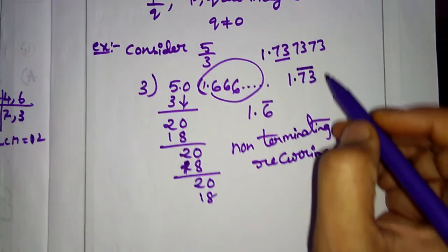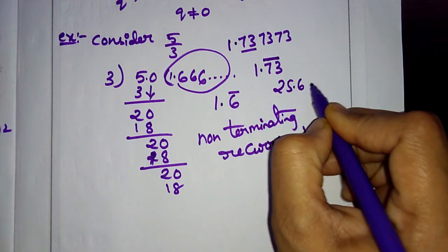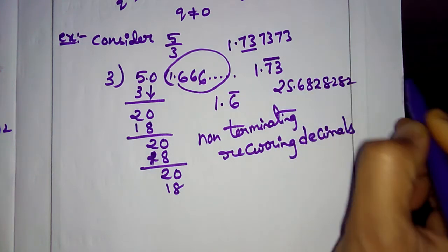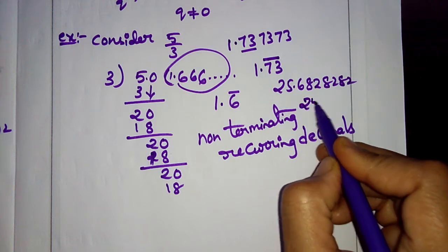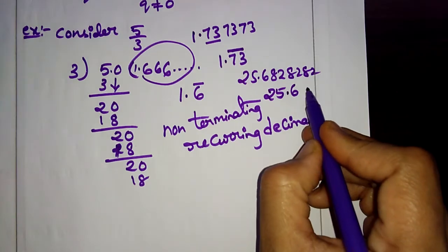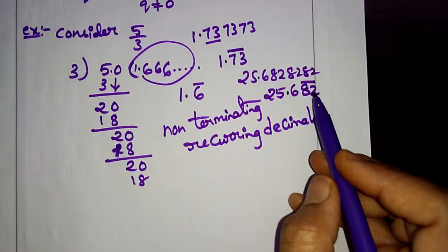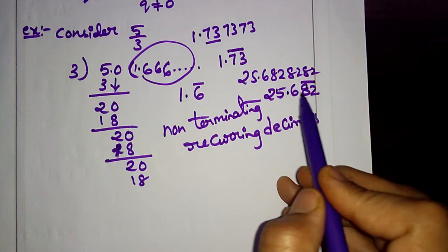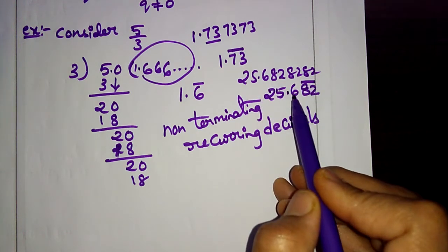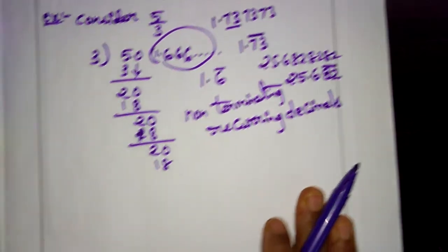Understood, children? Sometimes you may get something like 25.6 82 82 82. Which is repeating here? 82 is only repeating. So put a bar on top of 82 only. Understand, children? Whatever is repeating, only that should have the bar. 6 is not repeating, so 6 should be written plainly. Understood, children? Okay.